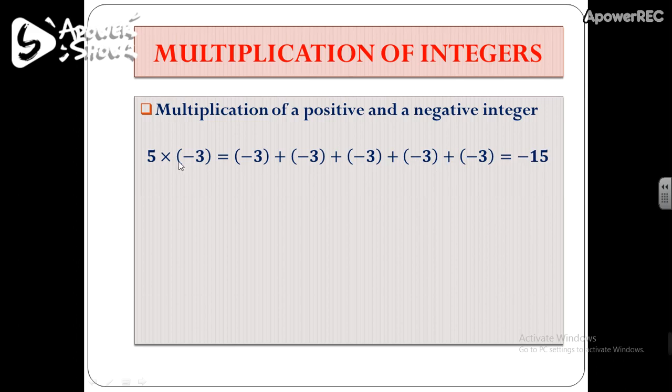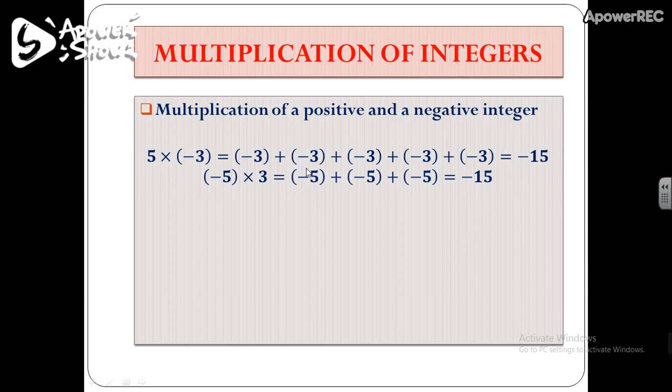Now let's change the sign of these two integers. Here I am taking 5 with a negative sign and 3 with a positive sign. Again, for getting the product of minus 5 and 3, I am going to add minus 5 three times. So minus 5 plus minus 5 plus minus 5 equals minus 15. In both cases, the result is minus 15. So either you multiply 5 by minus 3 or you multiply minus 5 by 3, you will get minus 15.